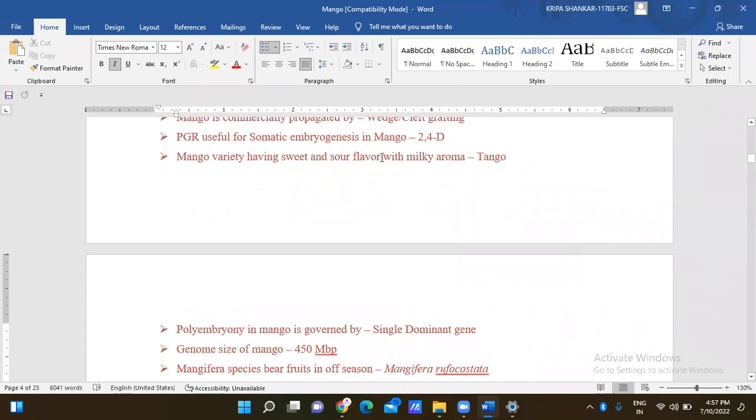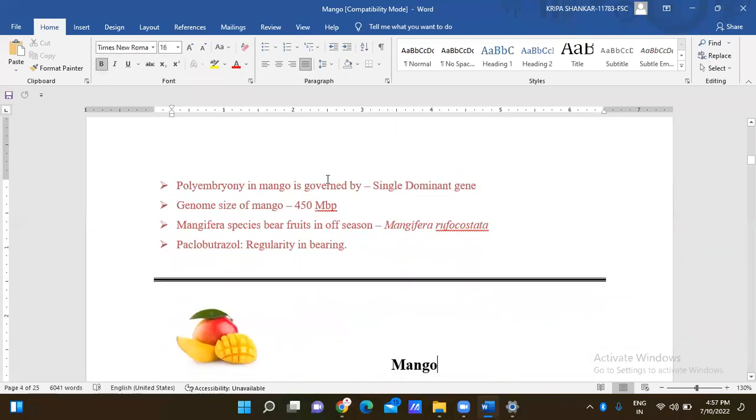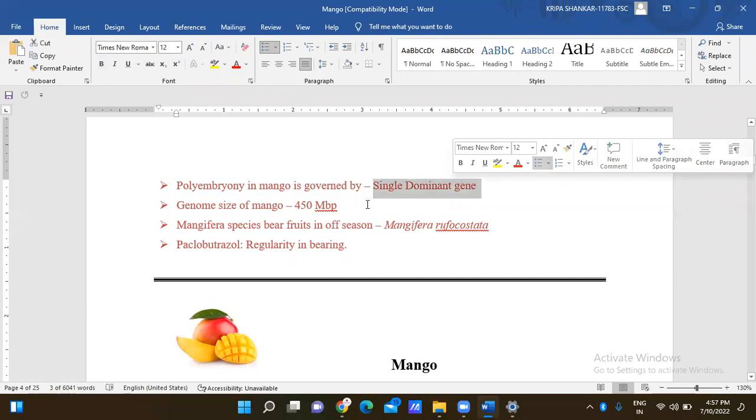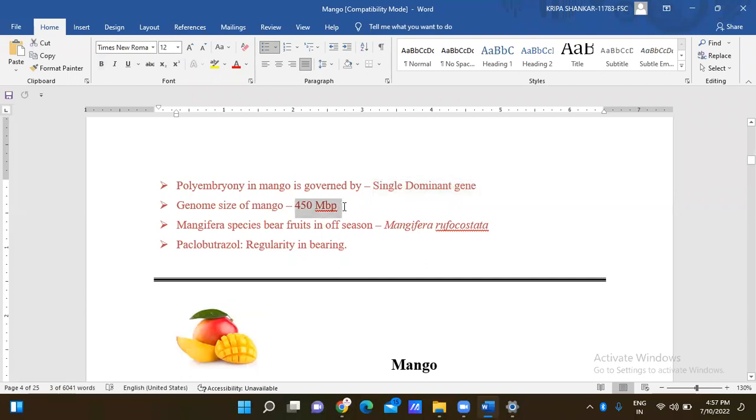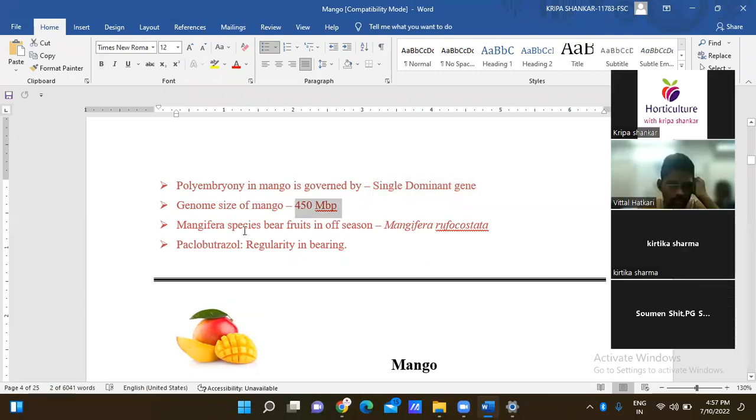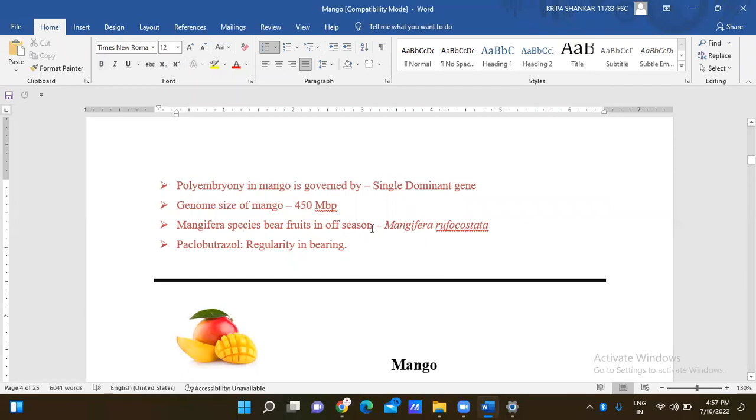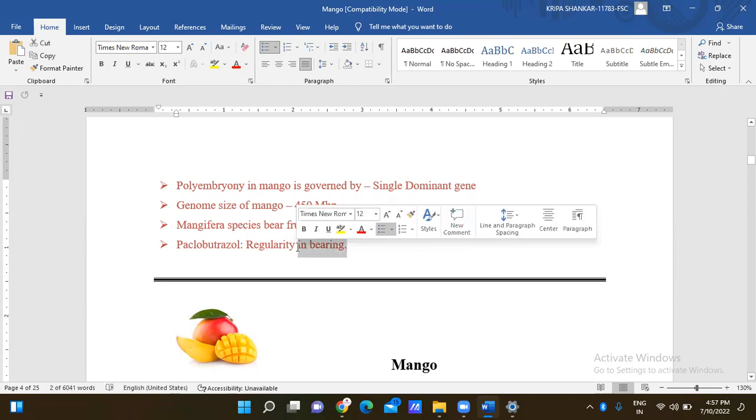Mango variety having both sweet and sour flavor with milky aroma is Tango. First, you should remember that Tango is a variety of mango, then what the specific character of this variety is. Then polyembryony in mango is governed by a single dominant gene. And what is the genome size? That is 450. Mangifera species that bear fruit in off season is Mangifera rufocostata. And paclobutrazol is mostly used for regularity in bearing.